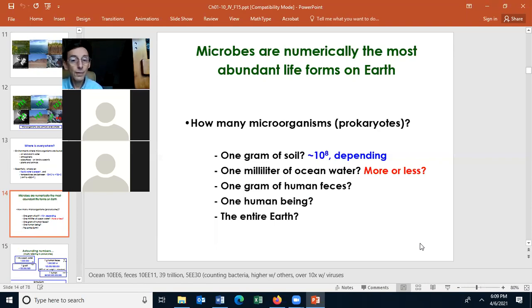Do we have fewer or more microorganisms in 1 milliliter of ocean water? And 1 milliliter of ocean water is 1 gram of ocean water. Do we have more or less than 10 to the 8th? I'd say more. Actually, ocean water is a desert. There are fewer microbes in ocean water than any place on the planet, with the exception of the Sahara Desert, because that would also be a desert.